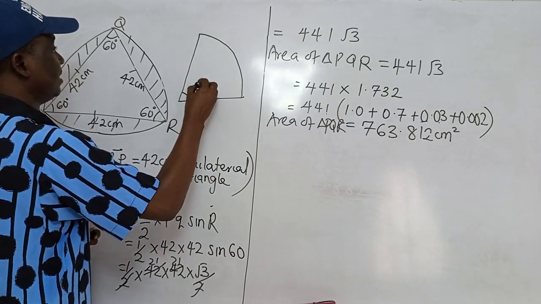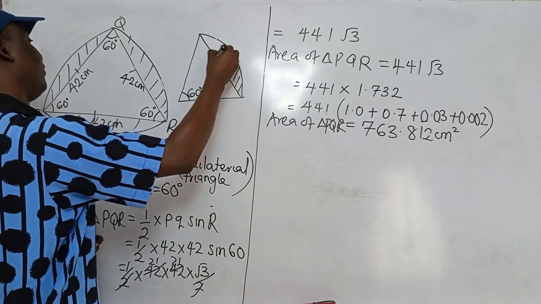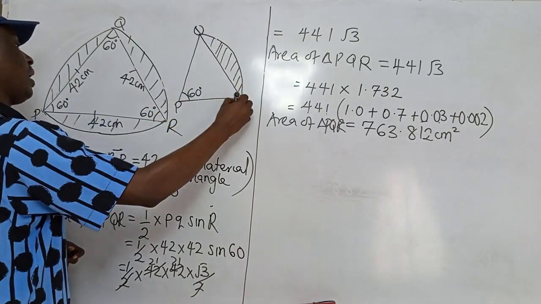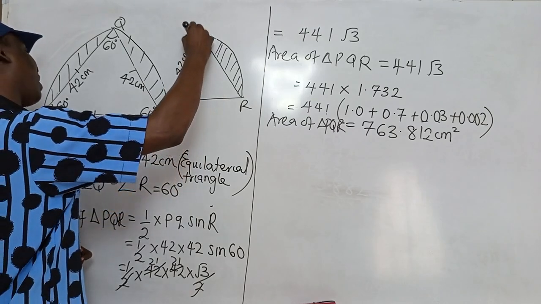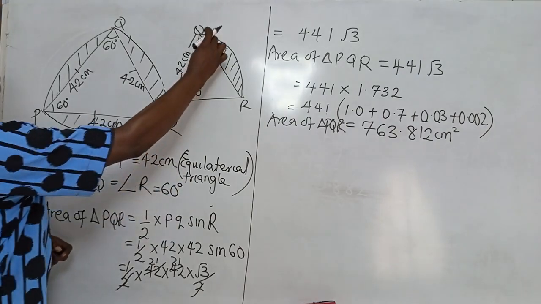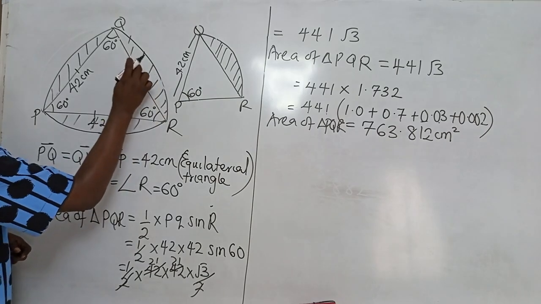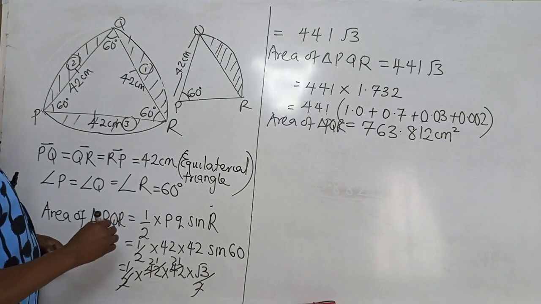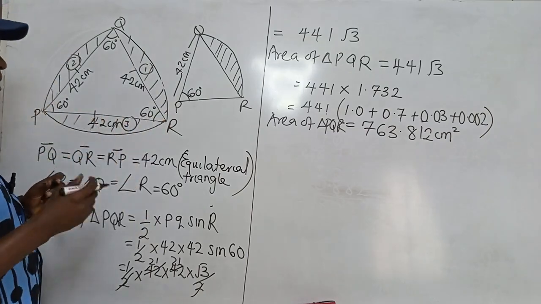Now, this is 60 degrees. This is one of the segments. Let's call the vertices P, Q, and R. This side is 42 centimeters according to the question. So if I can get the area of this segment, I can multiply by 3 to get this one, this one, and this one. Then I will be able to add this with the triangle to get my final answer.